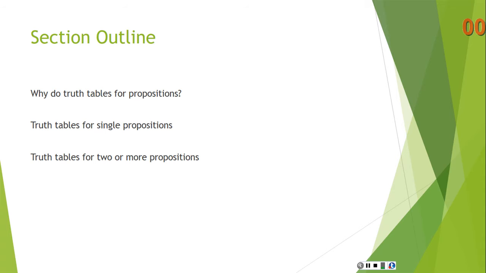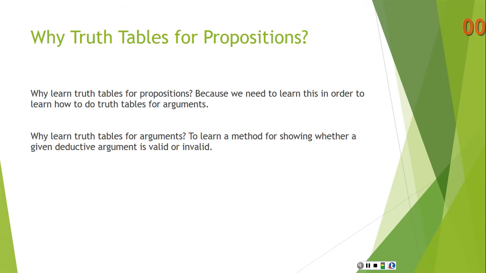Remember, a proposition is simply a statement. And a statement is a sentence that is either true or false. And also remember, arguments are made up of statements. Okay, so why learn truth tables for propositions? Well, we need to learn this in order to learn how to do truth tables for arguments. And why learn truth tables for arguments? Because we're trying to learn a method for showing whether a given deductive argument is valid or invalid.